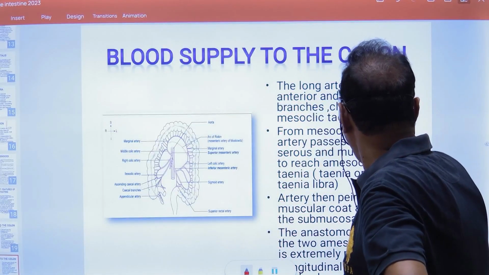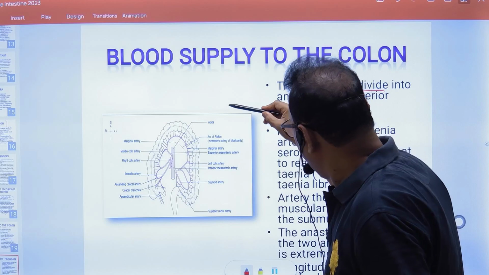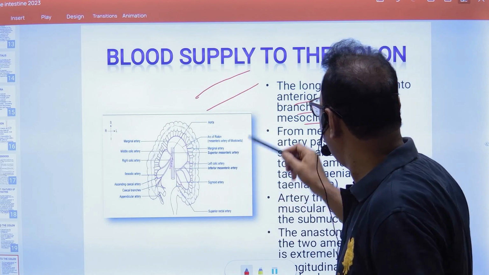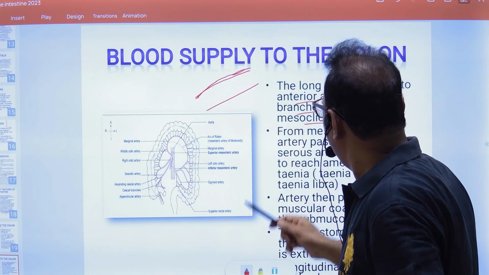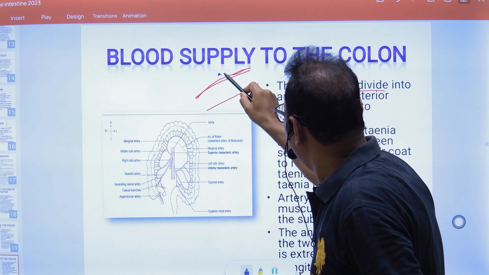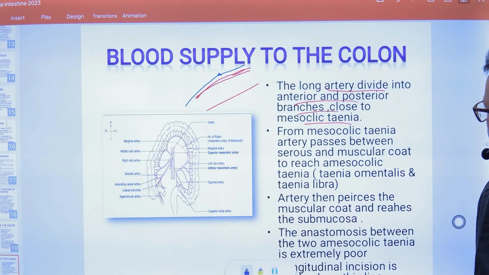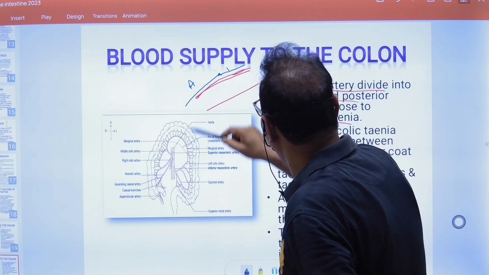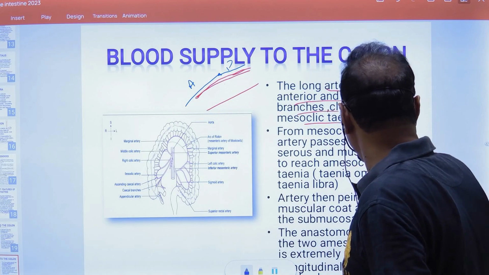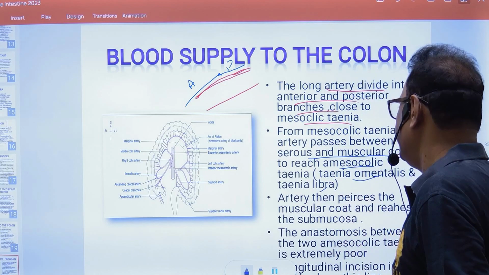Now the long artery divides into anterior and posterior branches close to the mesocolic taenia. If this is the colon, the artery over here divides into the anterior and posterior branches at the level of the taenia mesocolica. From there they pass toward the serous and mucous parts to reach the antimesocolic area, that is the taenia omentalis and then the taenia libera.